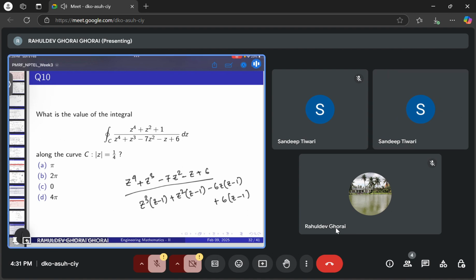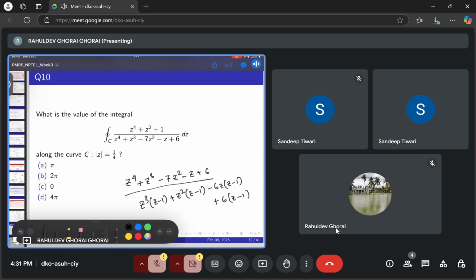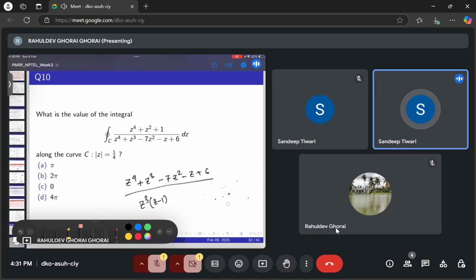No, no, no, not like that. So wait, z cube, 7 z square plus 6 z. What am I making a mistake in? Okay, okay, z cube minus z. Okay, yeah, here is the mistake. So you do like this, right? Yes, sir.